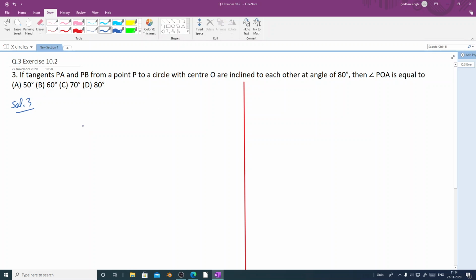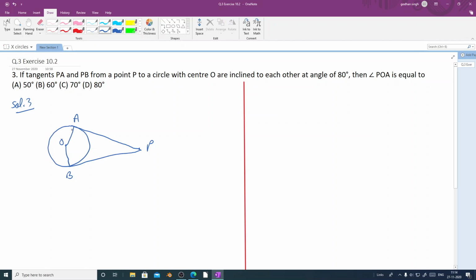So we'll be drawing a figure. We'll draw a circle, a rough figure we can draw, and here point P we will take, and let PA and PB be the two tangents. Suppose this is A and let this be B, and O be the center of the circle.